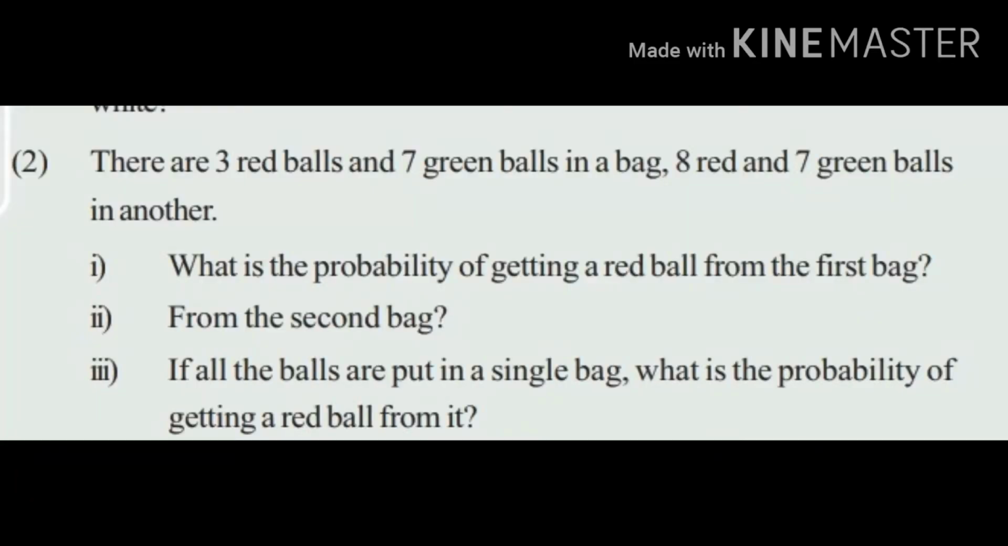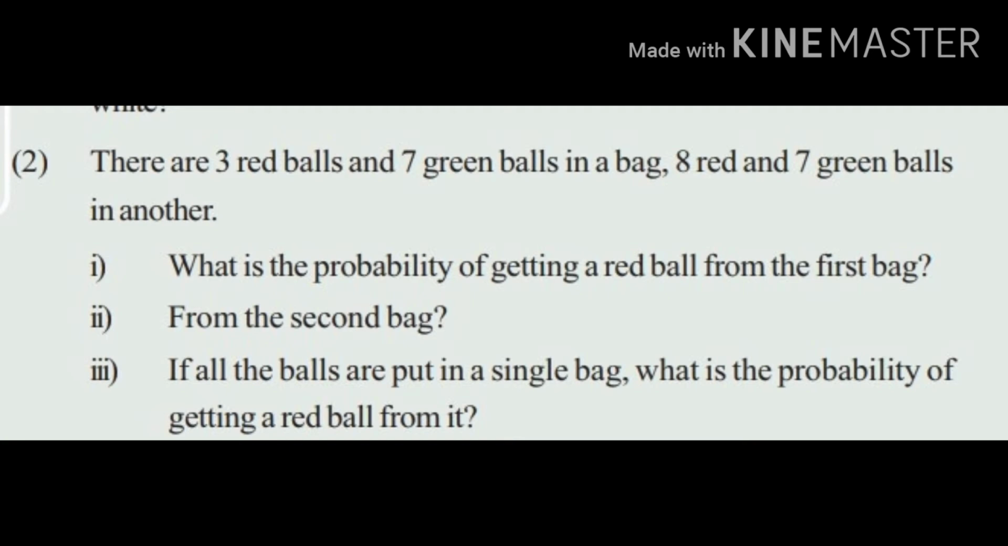Next is question number 2. There are 3 red balls and 7 green balls in a bag, and 8 red and 7 green balls in another bag. 3 sub-questions are there. First, what is the probability of getting a red ball from the first bag? Second, the same probability of getting a red ball from the second bag. Third, if all the balls are put in a single bag, what is the probability of getting a red ball from it?